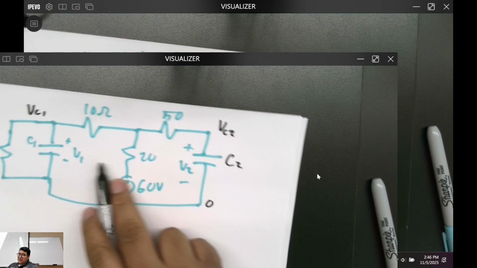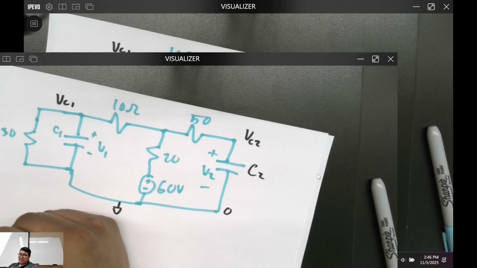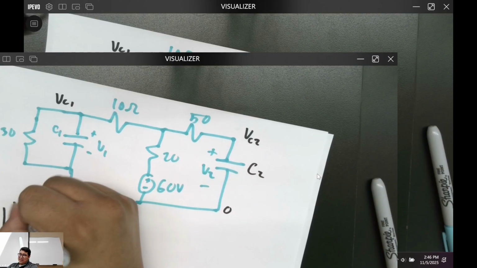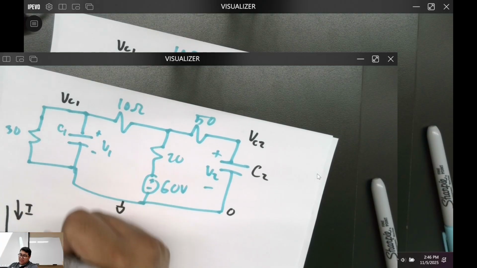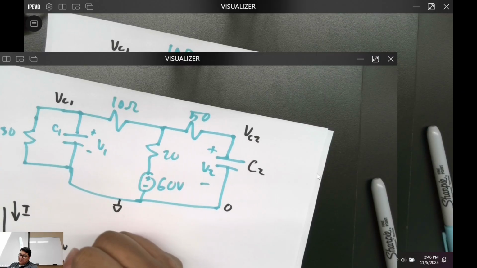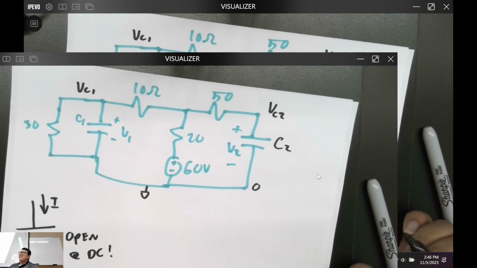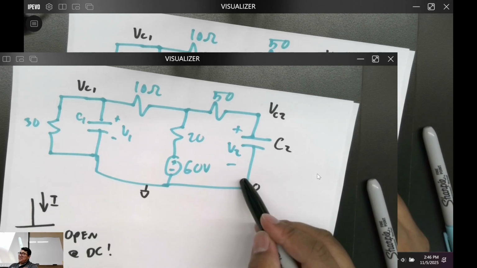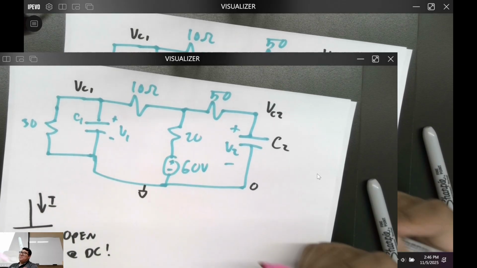So what do we know about DC conditions for a capacitor? Remember, a capacitor is just 2 plates. If I have some current I, this is an open right here at DC. It's literally just an open. It's just 2 plates. Does that make sense with everybody? So do you think these circuits are scary? Maybe not really. Just replace them with opens.